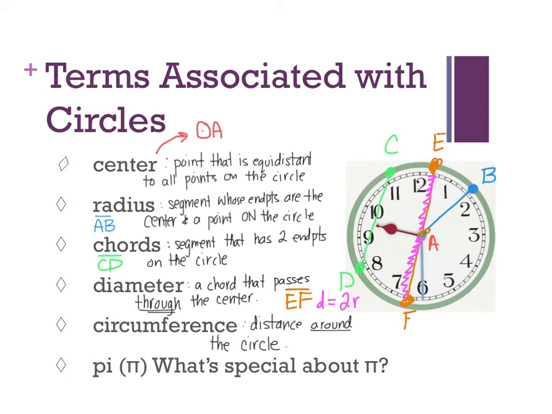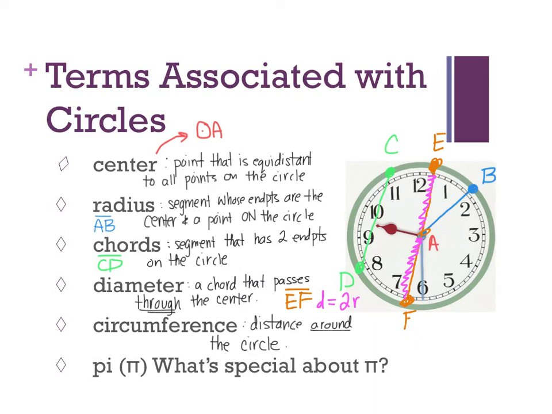Next, we have the circumference. And what the circumference is, it is the distance around the circle. So if I had a tape measure that's very flexible, like those kind of paper ones that tailors use or whatever, I would see what the distance around the circle is. So remember, that's kind of like the circle's perimeter, but for circles it has a special name. It's called circumference.